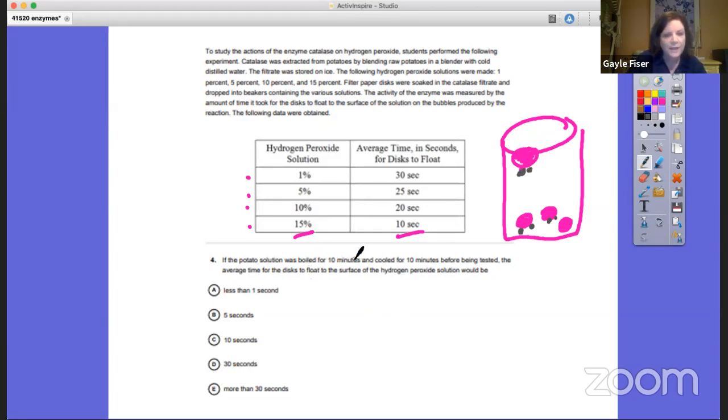So let's read the question. If the potato was boiled for 10 minutes and cooled for 10 minutes before being tested, the average time for the disc to float to the surface of the hydrogen peroxide solution would be: less than 1 second, 5 seconds, 10 seconds, 30 seconds, or more than 30 seconds. The discs are soaked in catalase, and then go into the hydrogen peroxide solution, if I got that backwards a second ago. Okay, this was a clue. They were boiled. So what do you think it's going to take? I hope you said E. It's going to take more than 30 seconds because we denatured those enzymes.